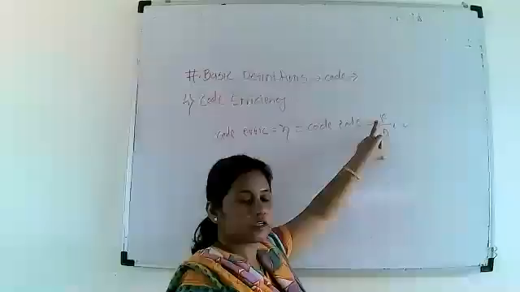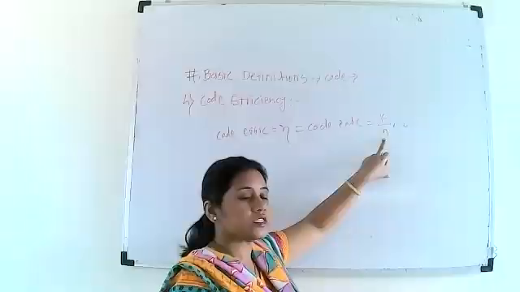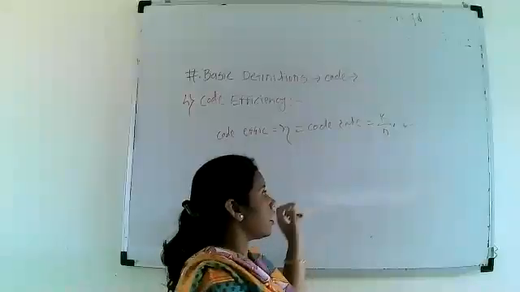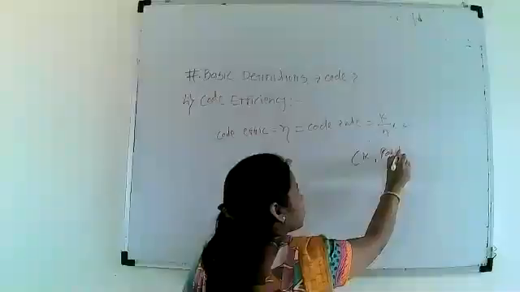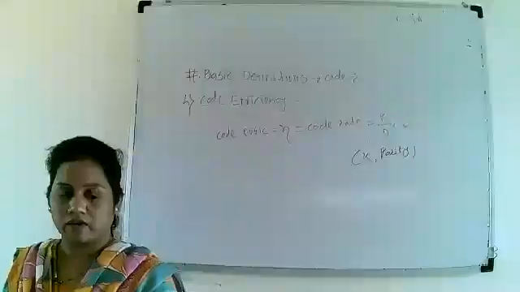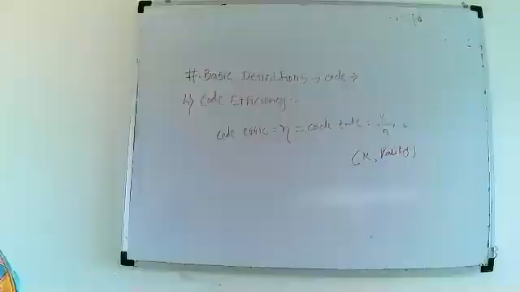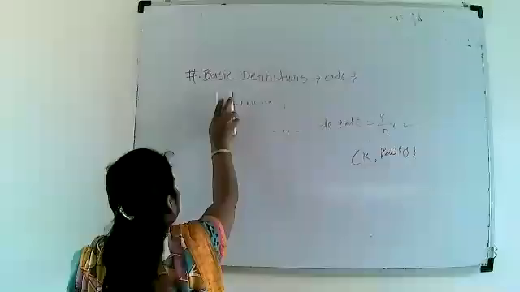The number of message bits is K, and the total number of bits N contains the K message bits as well as the parity bits. That's the code rate among the given message bits. It is nothing but the code efficiency. Code rate is nothing but code efficiency.